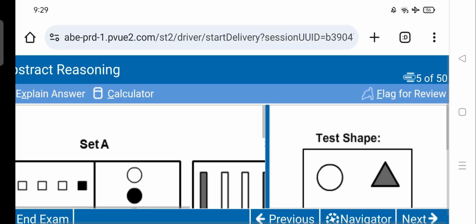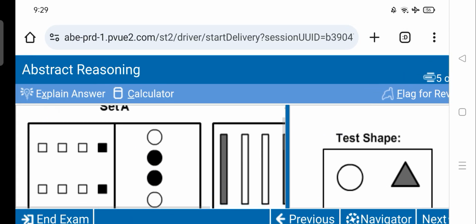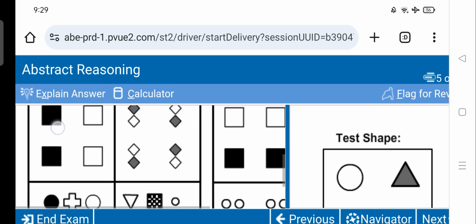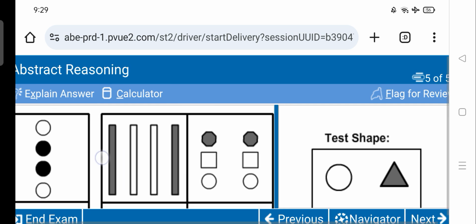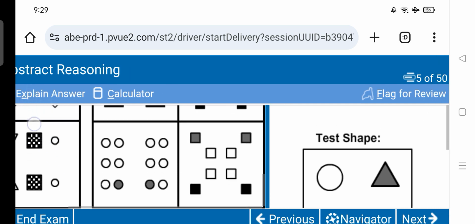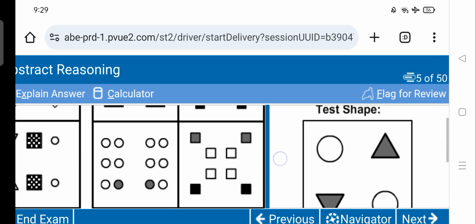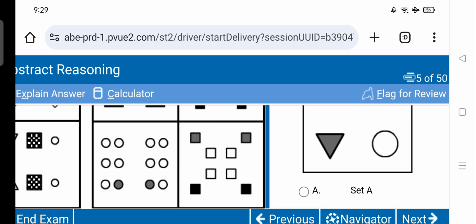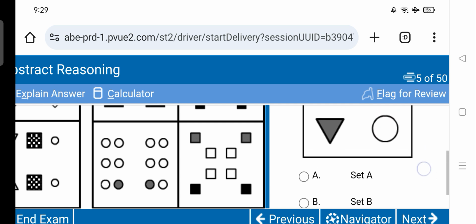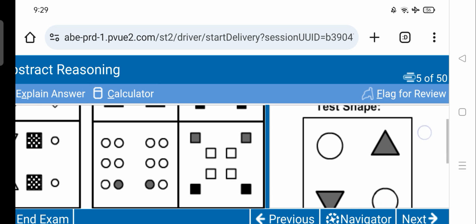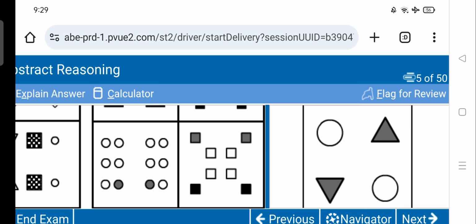Next we have question number 5. Set A is like this with upper and lower reflections. Set B with the left or right reflections of the shapes. Then we have a test shape, this one. Option A, set A. Option B, set B. Option C, neither. The given test shape could be an upper and lower reflection, and we can also say it's a left or right reflection. So let's see which one is the correct option.